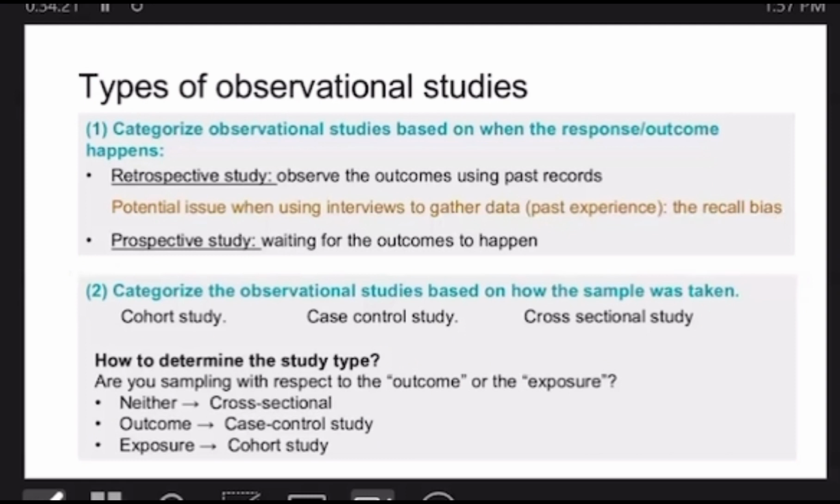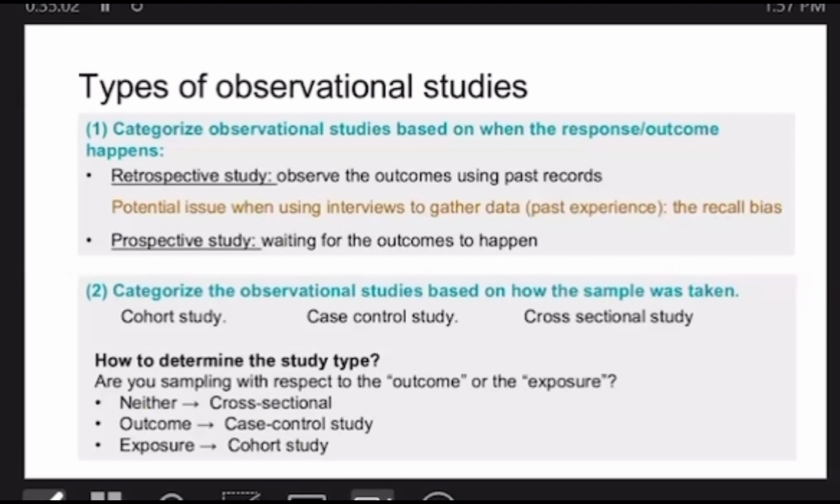So based on how the sample was taken, when you look at cohort, it means presently. In fact, there are two types of cohorts. Let me start with the cohort. Cohort can be prospective, and cohort can be retrospective. I'm talking about cohort right now. Cohort can be prospective and can also be retrospective.